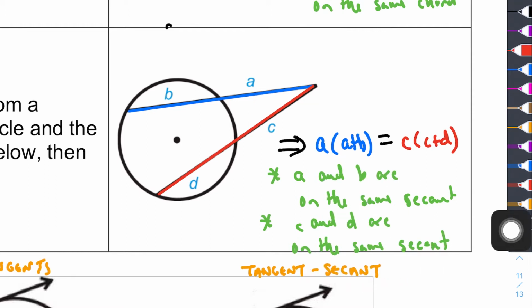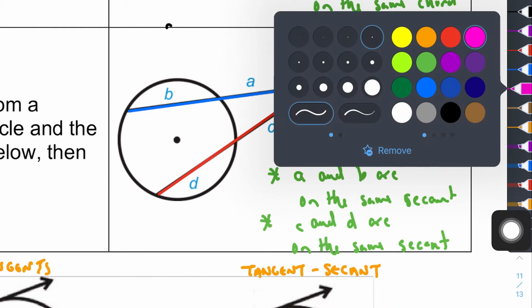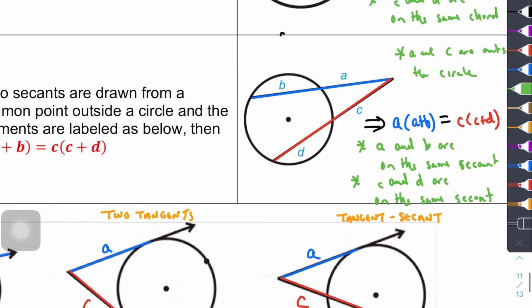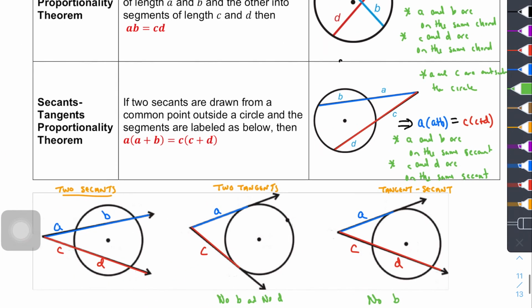Now, an additional thing that we also want to make a note of here is that A and C are always outside the circle. Okay? And then also, you have to be mindful about this secant tangent proportionality theorem. There could be multiple pictures that we're going to work with here. So obviously we have the two secant picture. So that was just like the one we saw.